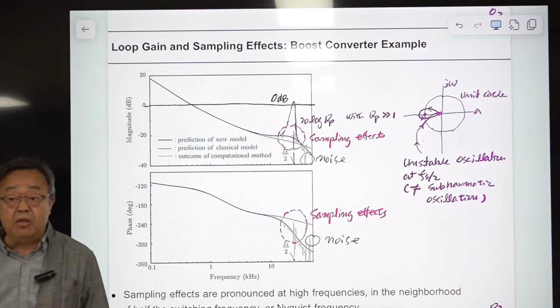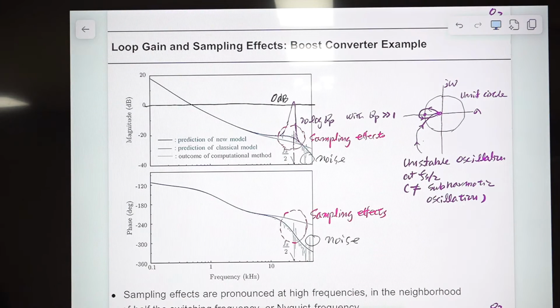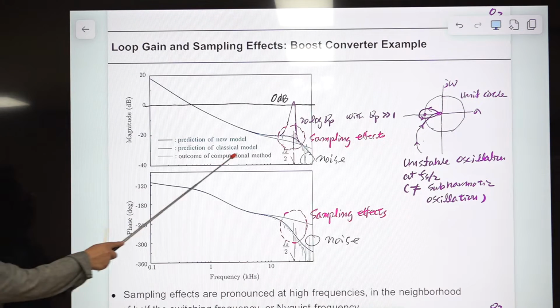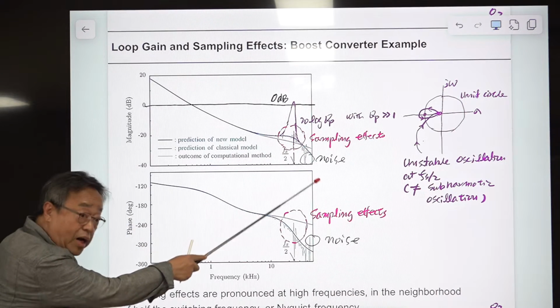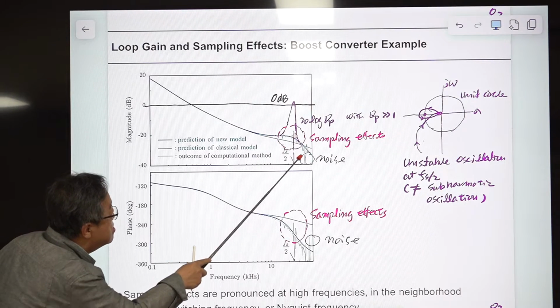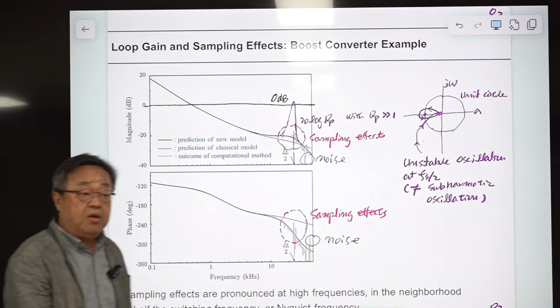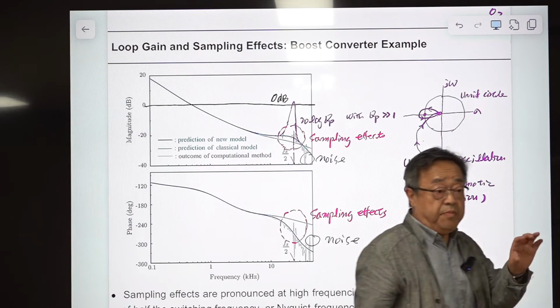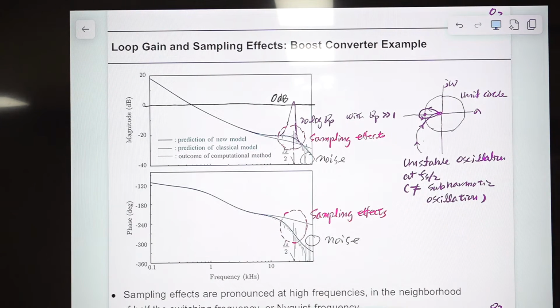This one is the new model proposed by Ridley, including the sampling effect, and this is the simulation result with his model, and this thin line is the computational method. We measure the loop gain characteristic using the computational method. That is very similar to the experimental measurement.